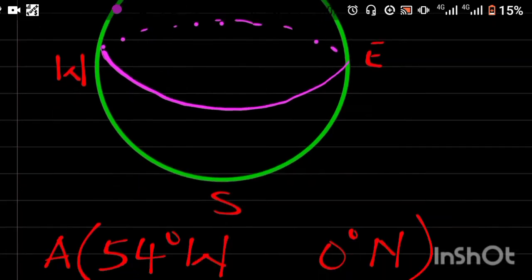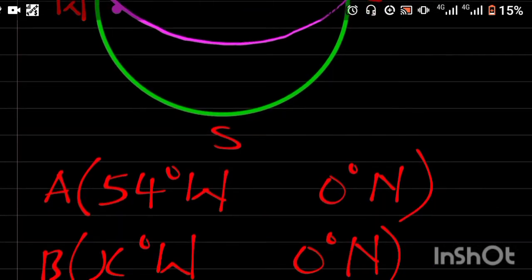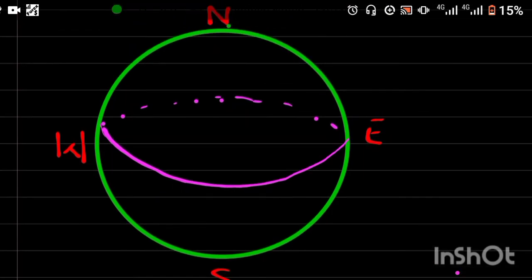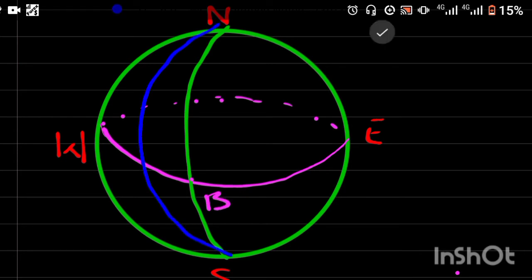Now let's locate point A. But don't forget that A is west of B, according to the question. Okay, let me locate B first. Because point A is west of B, this is my B. So this is my point A here, while this is point B. Now we are going to put a dot at the center of the equator. We are going to draw a straight line to point A and from there to point B.